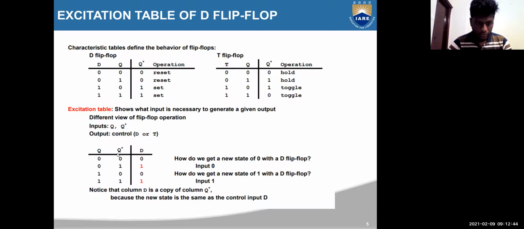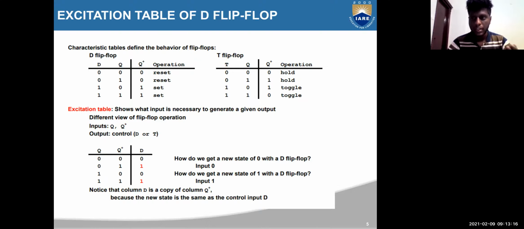Q and Q plus are the inputs 0, 0, 0, 1, 1, 0 and 1, 1, and the output D or T is 0, 1, 0, 1. Here, to get a new state of 0 with a flip-flop, the input is 0, and for a new state of 1, the input is 1. We should remember that column D is a copy of column Q plus, which means column Q plus has values 0, 1, 0, 1, and D also has the values 0, 1, 0, 1, because the new state is the same as the control input D. So this is about the excitation table of the D flip-flop.